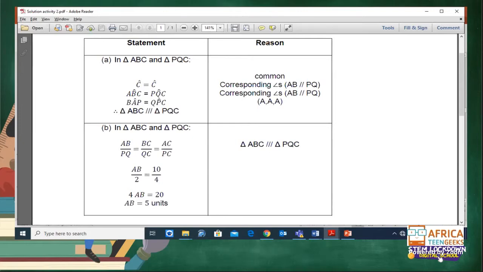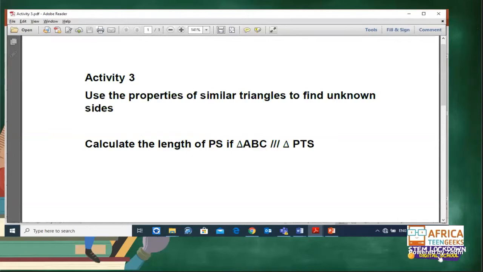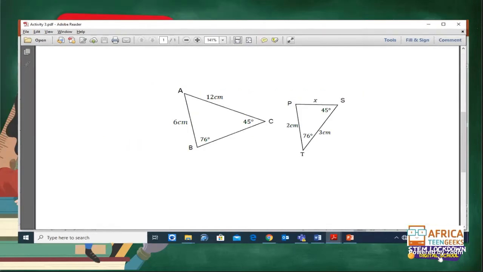Now, at this point, I just want you to use this as your homework, just to use the properties of similar triangles to find unknown sides. And then you need to calculate the length of PS if triangle ABC is similar to triangle PTS. Again, I want you to check these two triangles and tell me whether the two triangles are similar or not.